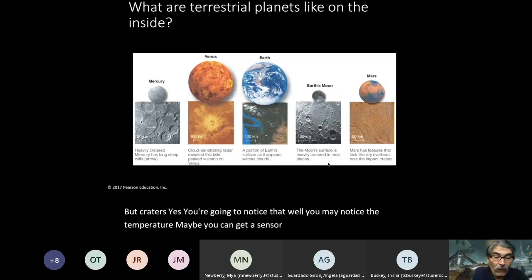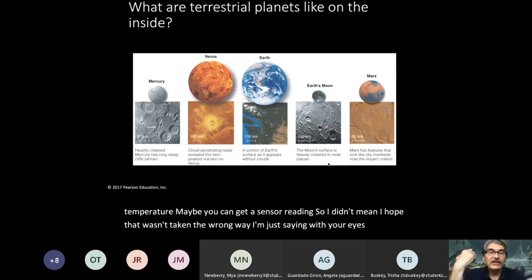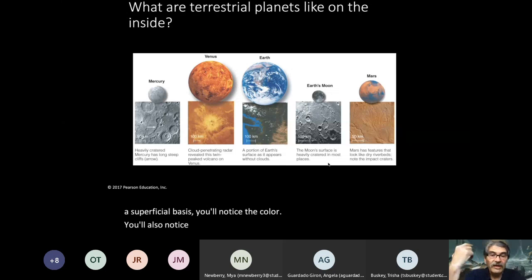I hope that wasn't taken the wrong way. I'm just saying, with your eyes on a superficial basis, you'll notice the color. You'll also notice the craters or the lack thereof. True? The size. Say again. The size of the planets. Size of the planets. Good.